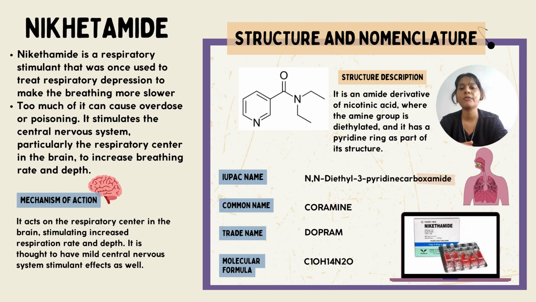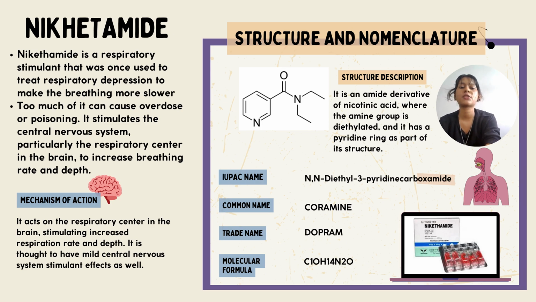And the mechanism of action for nikethamide is that it primarily acts on the respiratory center in the medulla oblongata, which enhances both the rate and depth of respiration. This action on the respiratory center is why it was first used to counteract respiratory depression. And additionally, its mild central nervous system stimulant effects contribute to the respiratory stimulation.